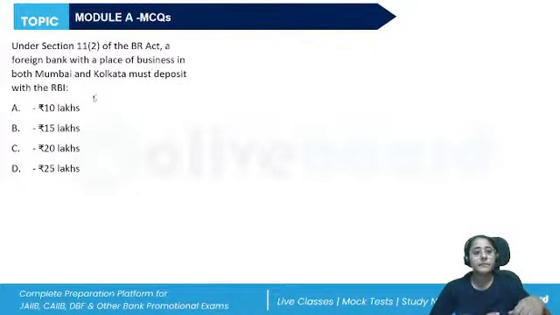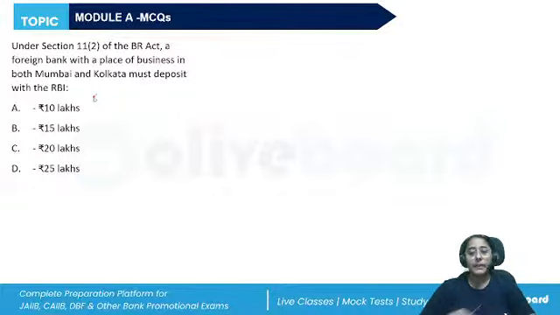All right. Under Section 11, subsection 2 of the Banking Regulation Act, a foreign bank with a place of business in both Mumbai and Kolkata must deposit with the RBI. So now we are talking about the paid up capital and reserves.